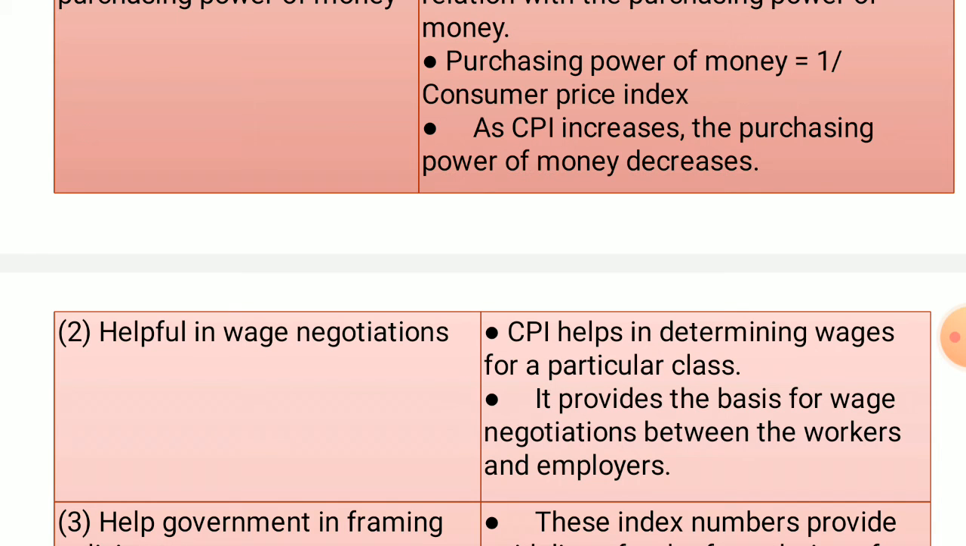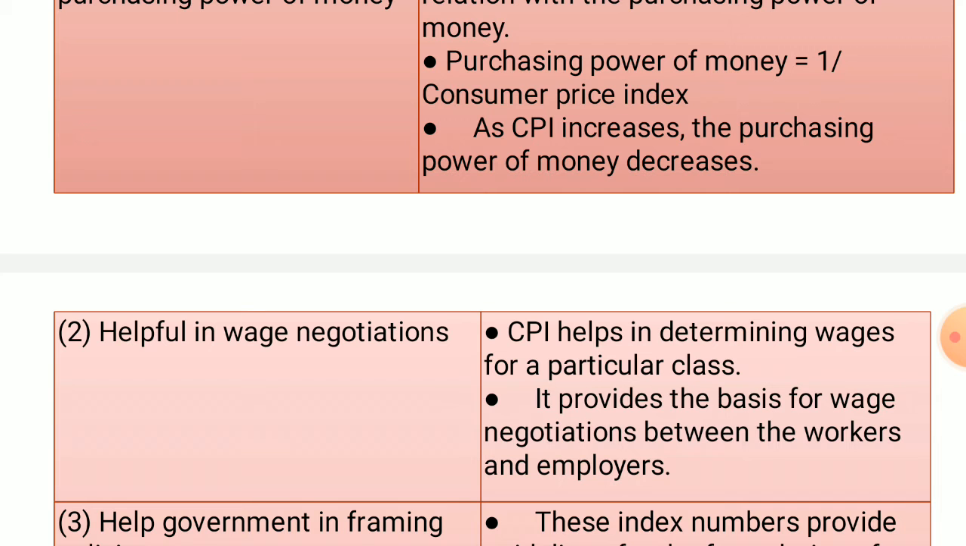So consumer price index helps in determining wages for a particular class. This is another important thing in which index number is useful to the businessman in corporate sectors, because to determine the wages, to fix different wages for different classes of workers, and it provides the basis for wage negotiations between workers and employers in business organizations.